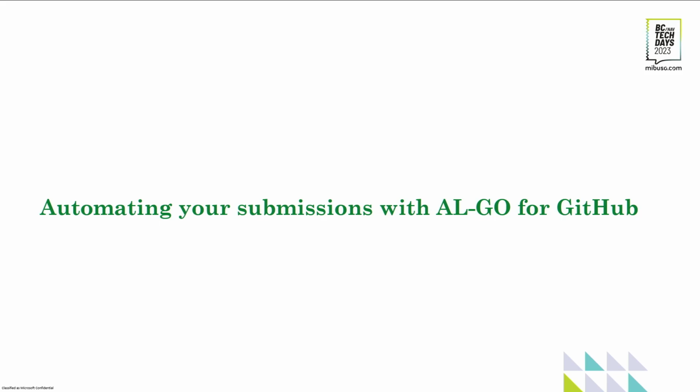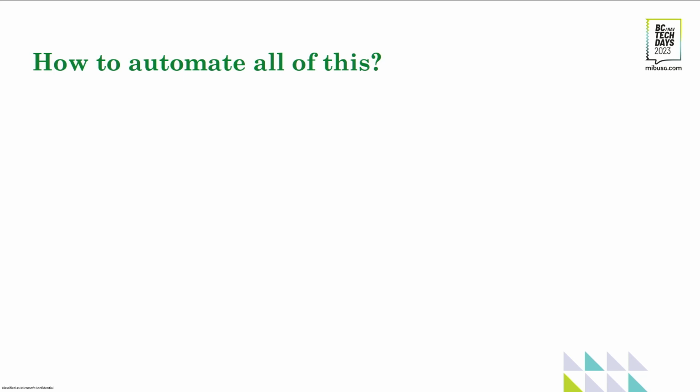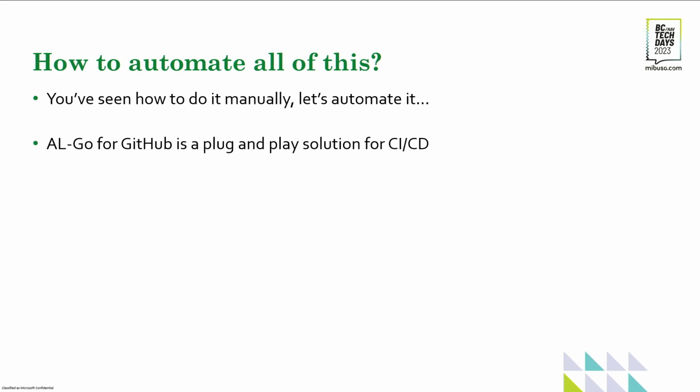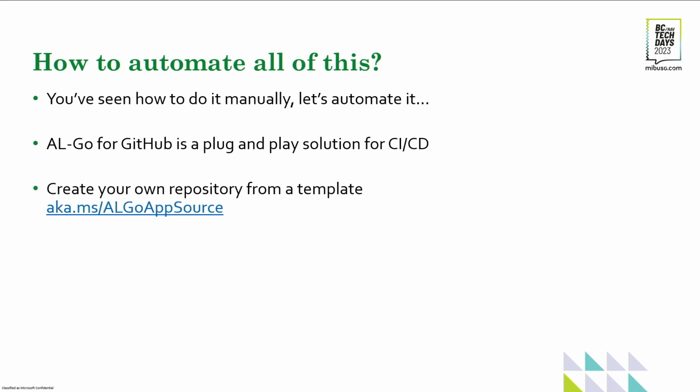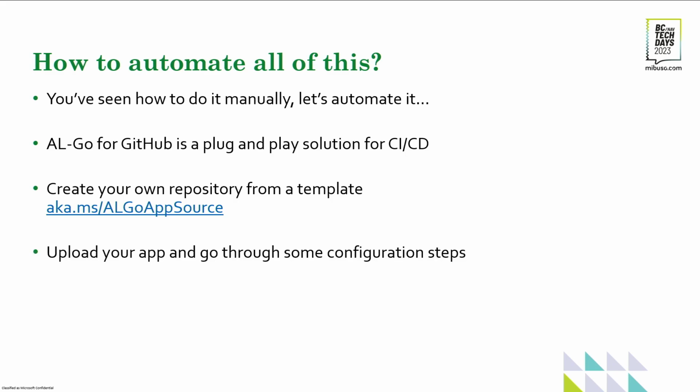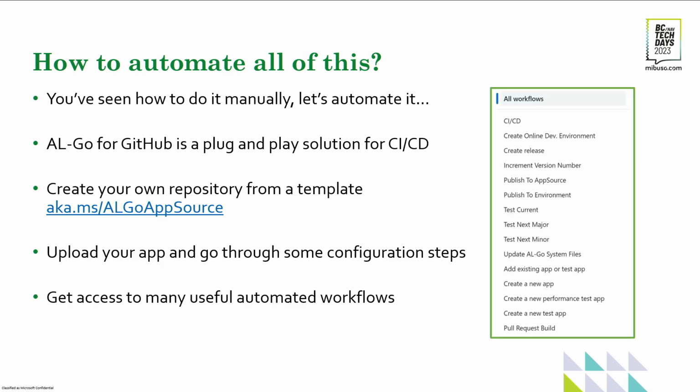So we've gone through a lot of this and how to do those validations manually. There are also a lot of things we ask you to consider, automated testing, and so on. And it might be a lot to take, but we have a solution to help you manage all of that. And this is AL-Go for GitHub, a solution that we have for CI/CD pipelines on GitHub repositories. You can create your own from a template that is available at aka.ms/ALGOAppSource. And once you've uploaded your app and gone through some configuration steps, you'll be able to get access to many useful automated workflows that are there for you.